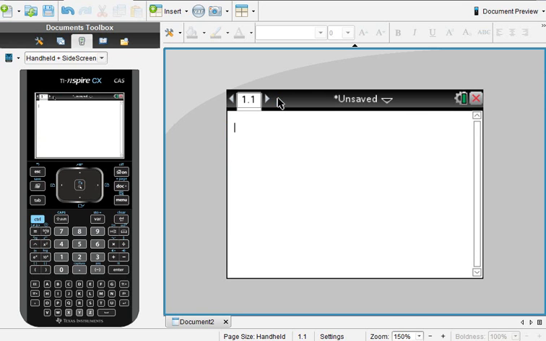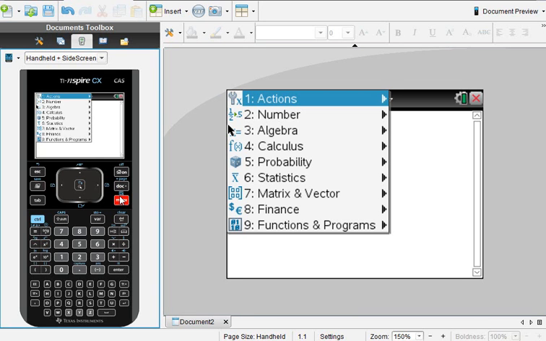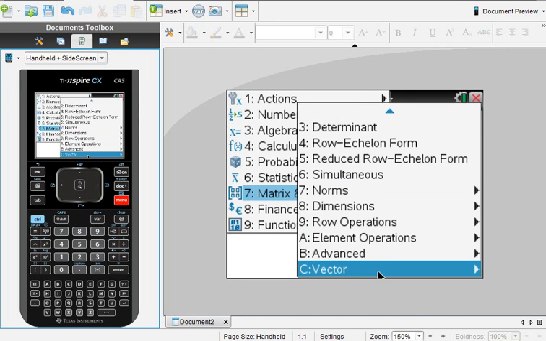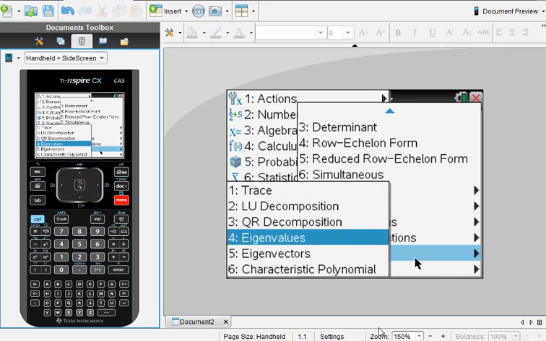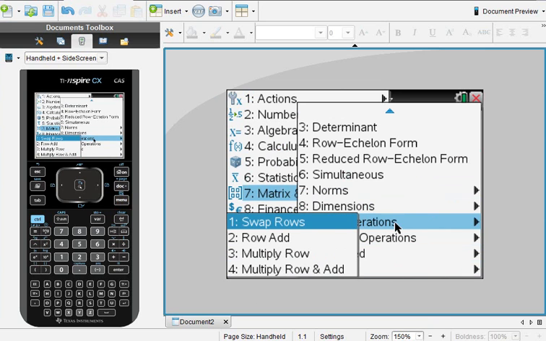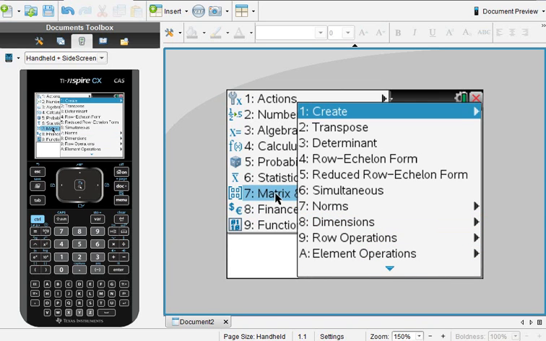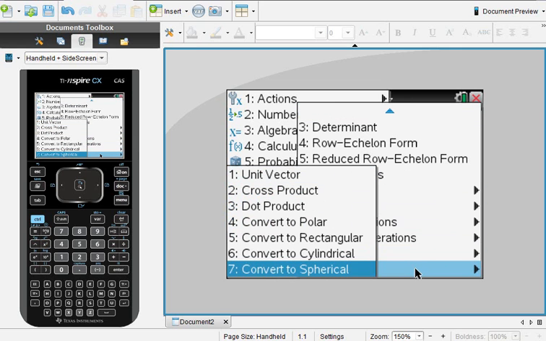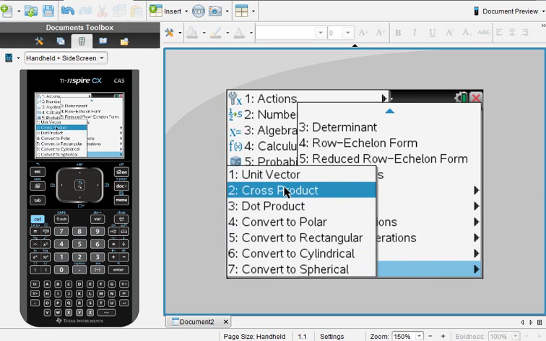Anybody's not with me? Okay, where can we find cross product? Go into menu. Go into 7 where you see matrix and vector. Go right down until you see C. I want to go to vector. Vector is here. And then go to cross product. You see the sequence? Okay, so go into cross product.